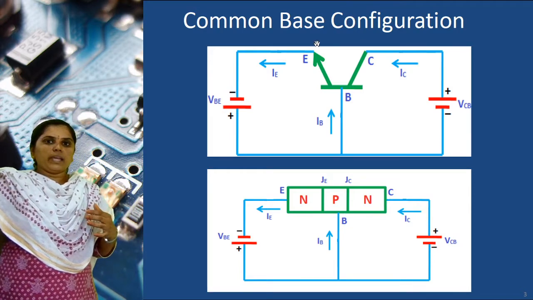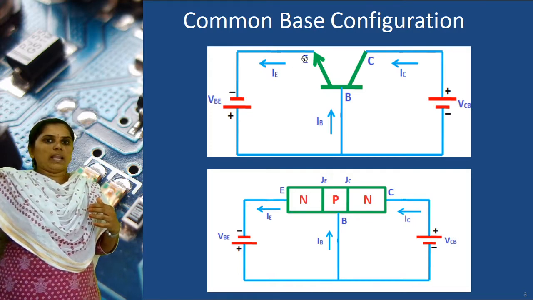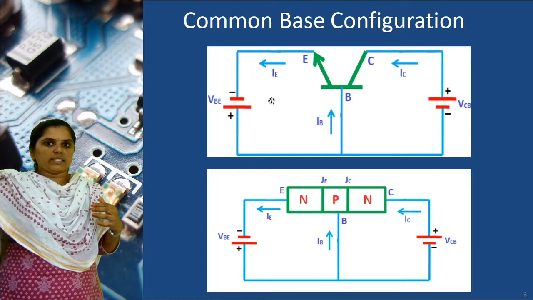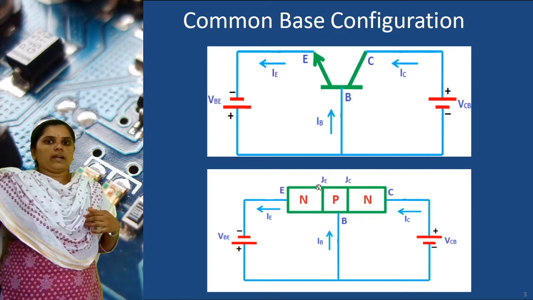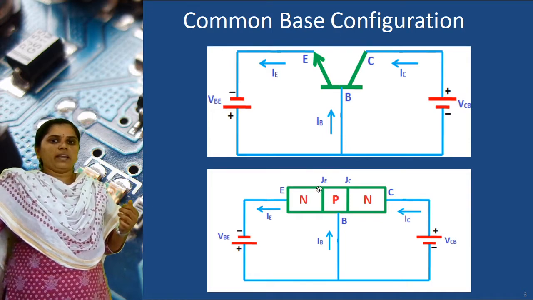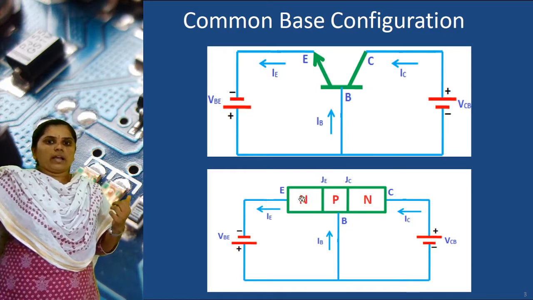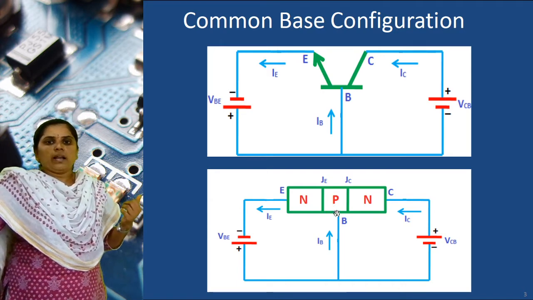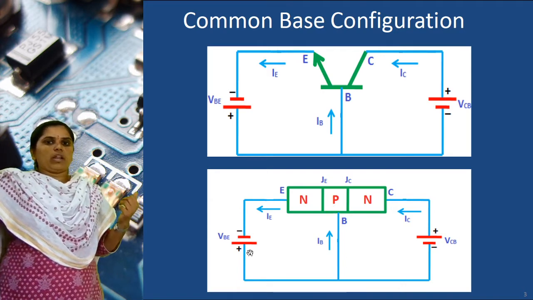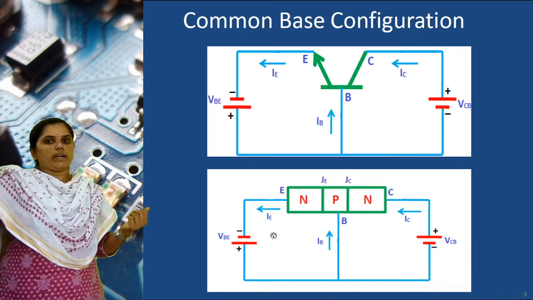See here, both are NPN type transistors. For the first junction, the cathode terminal is the emitter terminal and the anode terminal is the base terminal. That is the emitter base junction, also called the emitter junction. In the emitter junction this is NP type, so N is the cathode terminal, connected to the negative terminal, and P is connected to the positive terminal of the battery. So this emitter base junction is connected in forward bias.